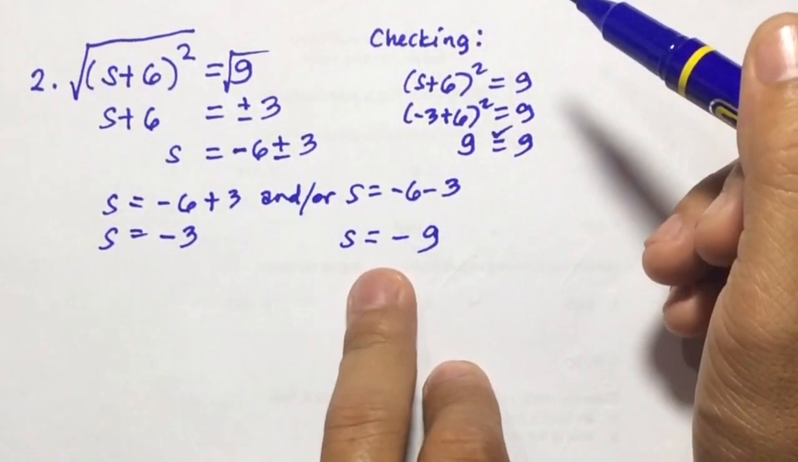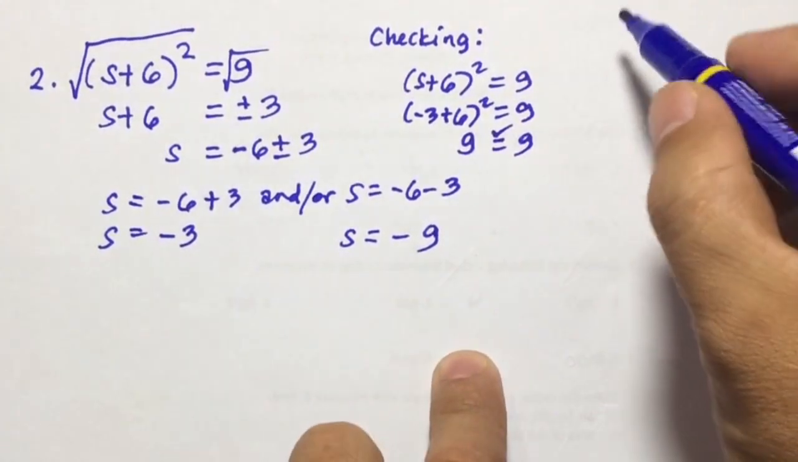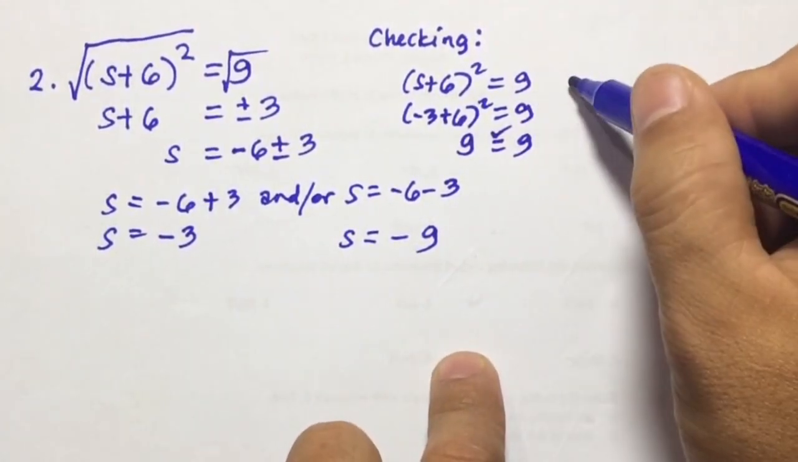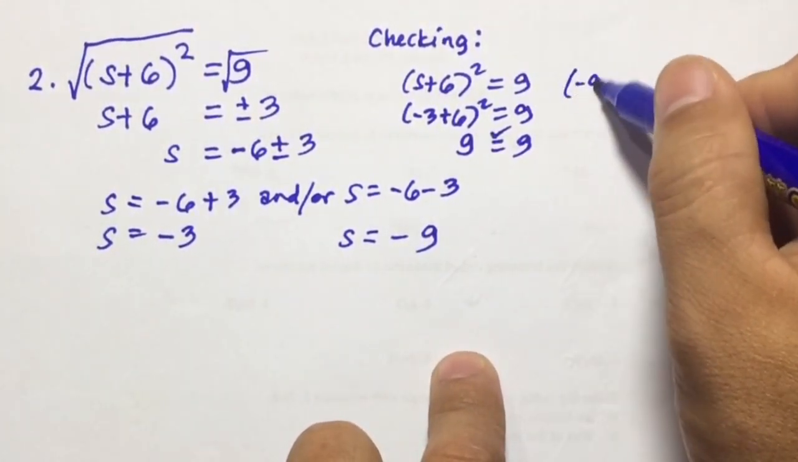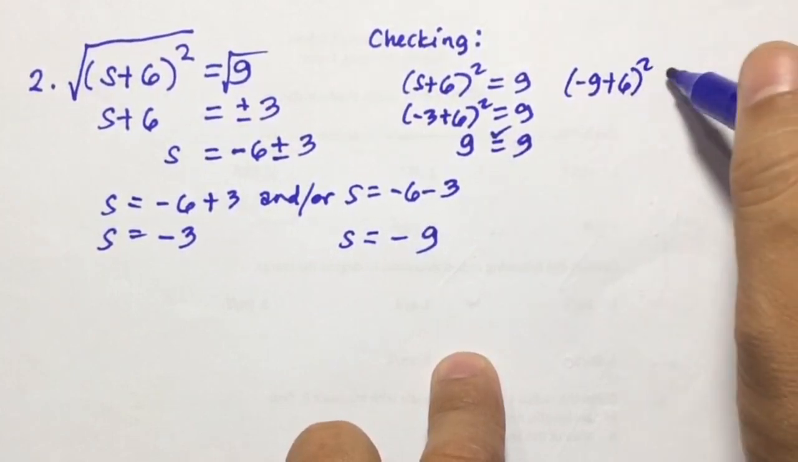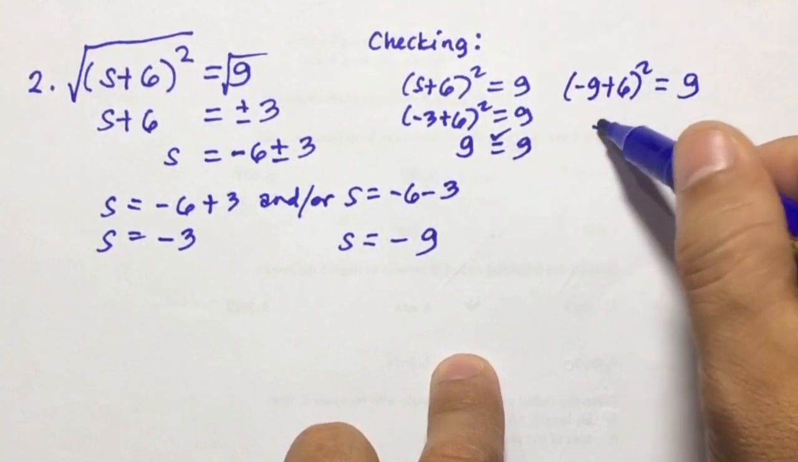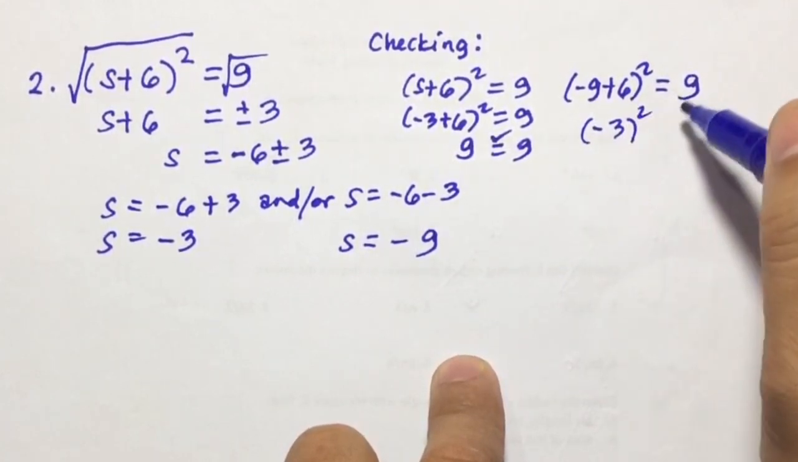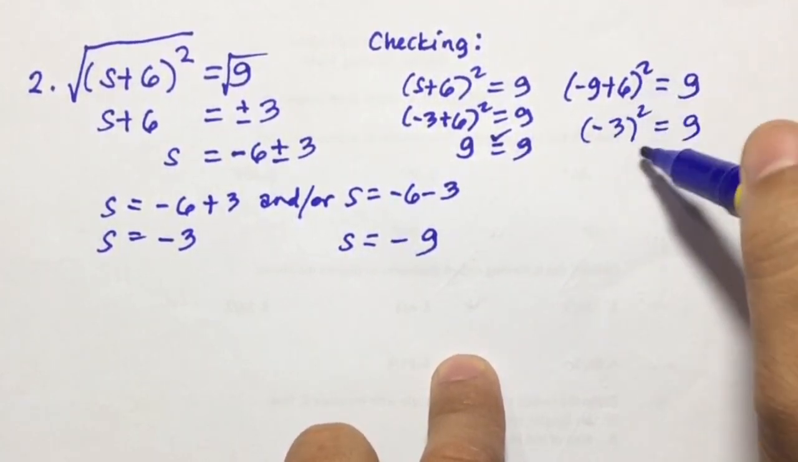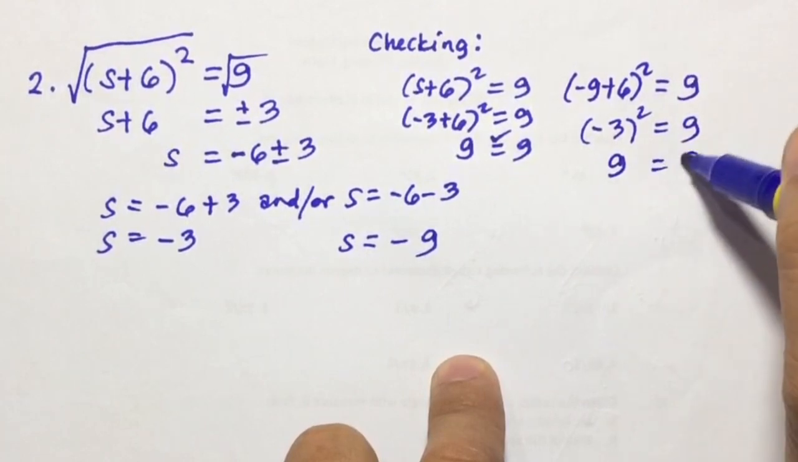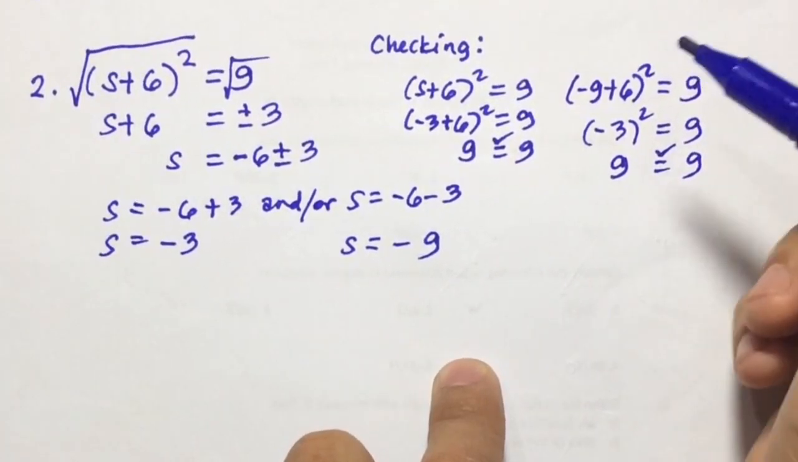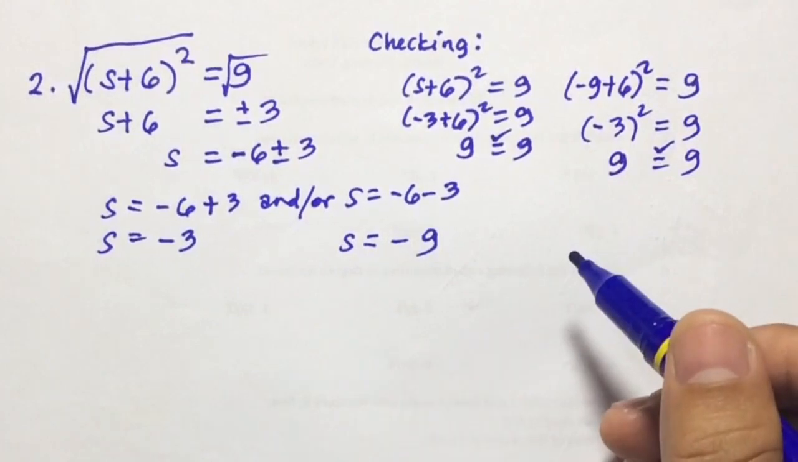And if we have the value of s equals negative 9, we're going to have negative 9 plus 6 squared equals 9. Negative 9 plus 6 is negative 3 squared equals 9. Negative 3 squared is 9. So your answer here is also correct.